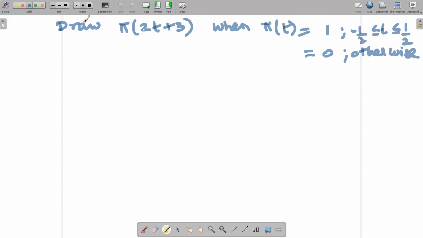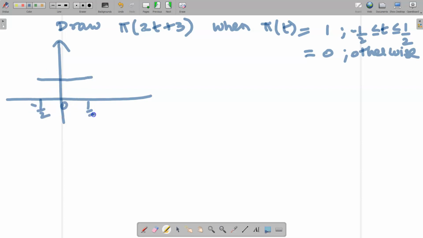So, next they have given pi of t is equal to 1 for minus 1 by 2 to 1 by 2, and equal to 0 otherwise. Okay. So, first let me draw pi of t, it is nothing but your rectangular pulse signal. They have given that amplitude is 1 for minus 1 by 2 to 1 by 2. This is pi of t.